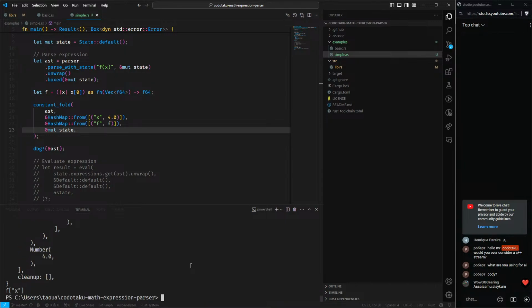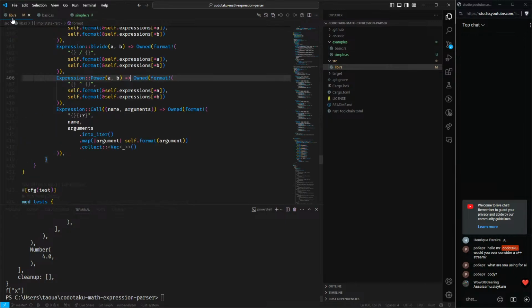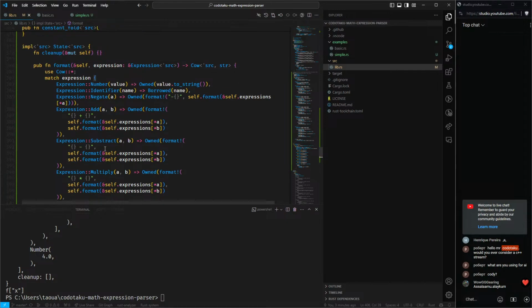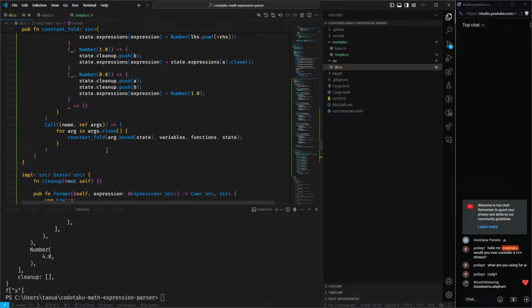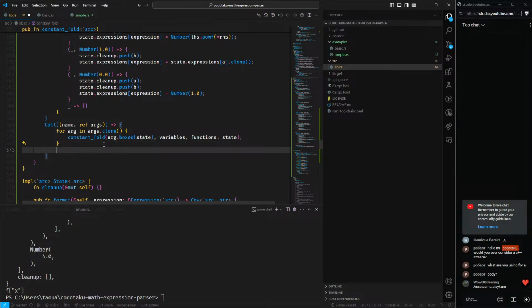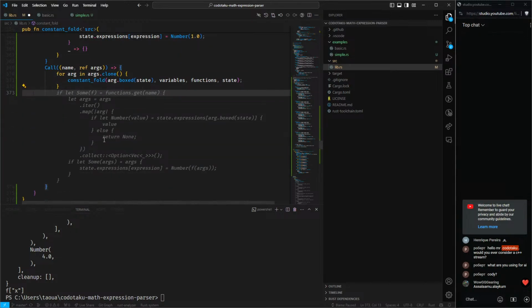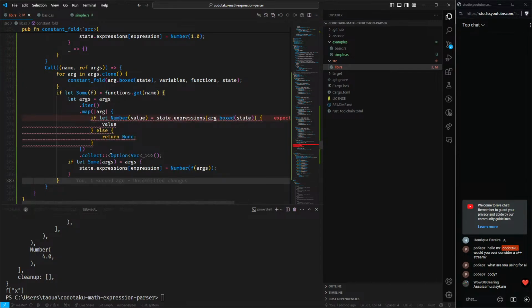Interesting. Still printing f of x. But hold on, we haven't done everything yet though, my bad. So yeah, after constant folding all the arguments, did the AI do it well? No clue, let's find out. Doesn't look that good already.